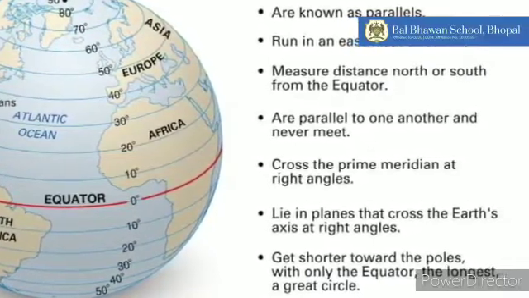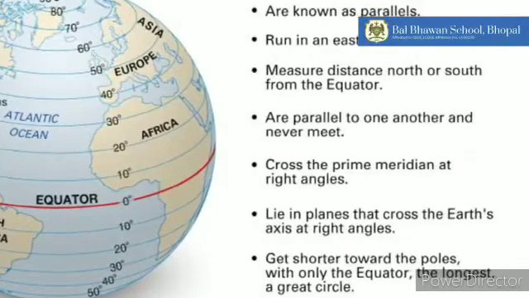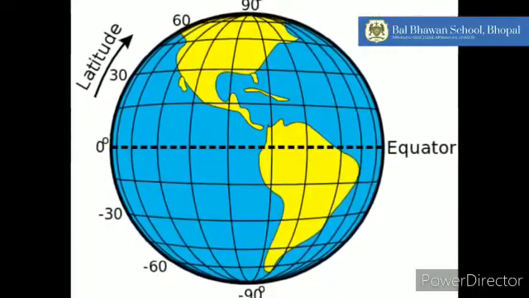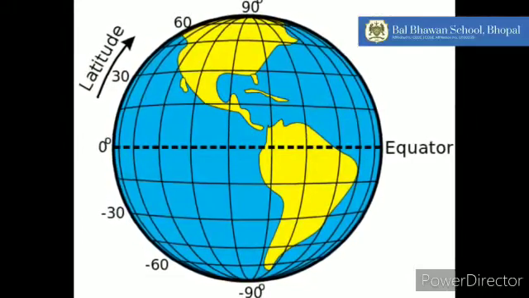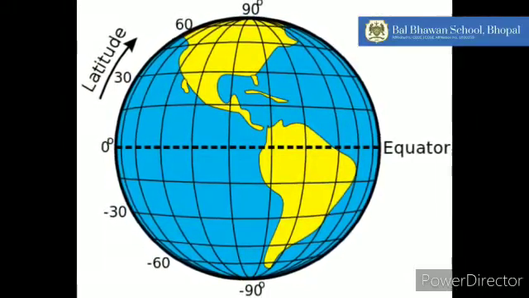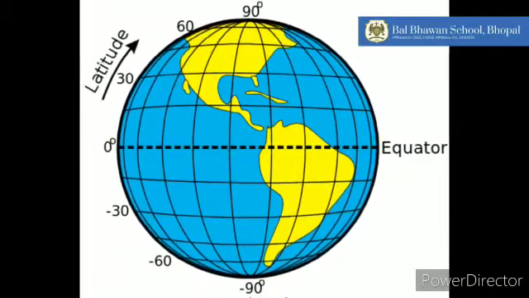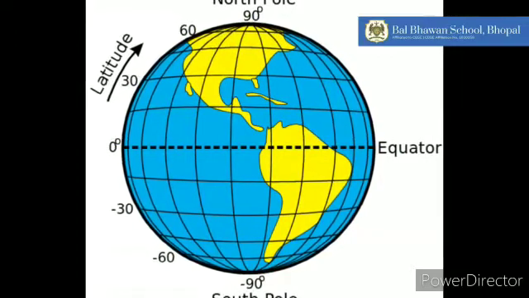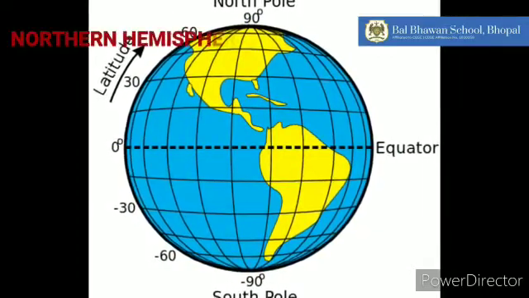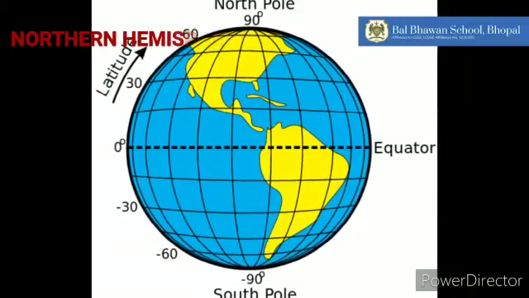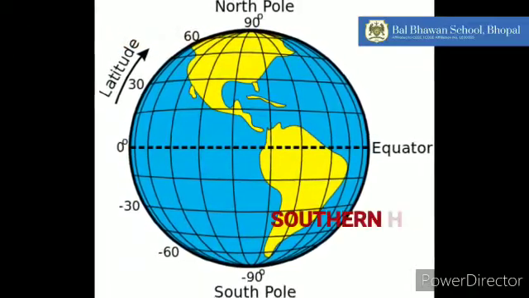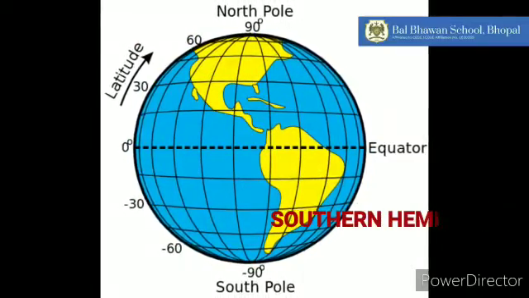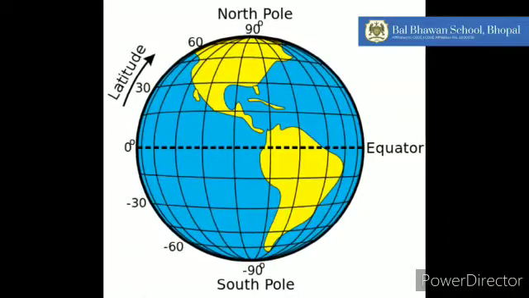Now tell me, have you heard of the term equator? Yes. Equator is also an imaginary line and it is a parallel. It is the longest parallel and it divides our earth, our globe, into two parts. The part which is to the north of the equator is called the northern hemisphere and the other half, from the equator to the south pole, is called the southern hemisphere.